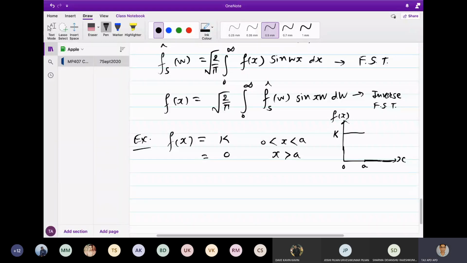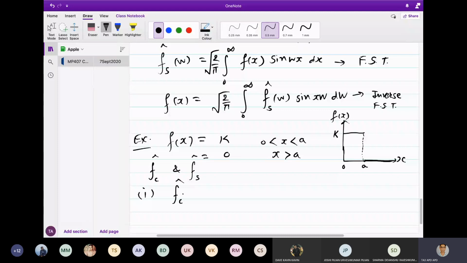Okay, it goes all the way to infinity. So it has only the value k between 0 to a, and there is a point of discontinuity between these two. Now for this, the actual question is that you have to find out the Fourier cosine transform and Fourier sine transform. So let's just see the Fourier cosine transform.